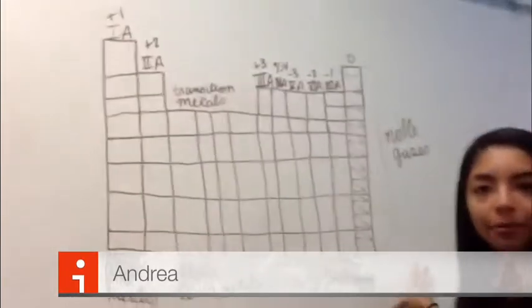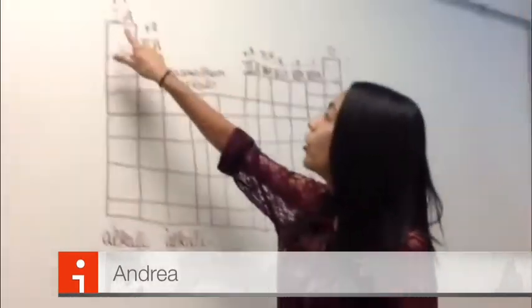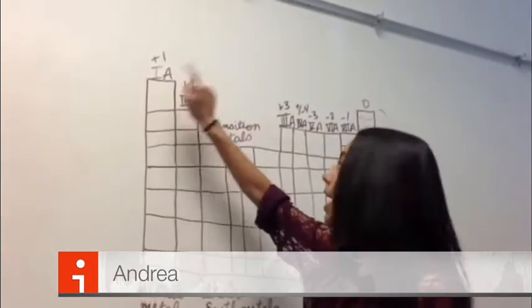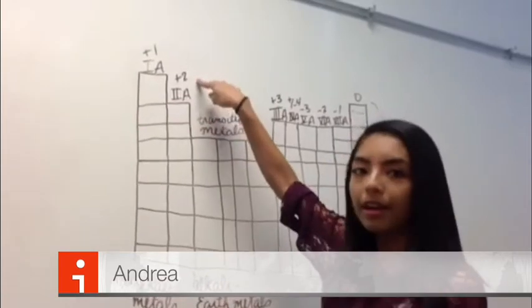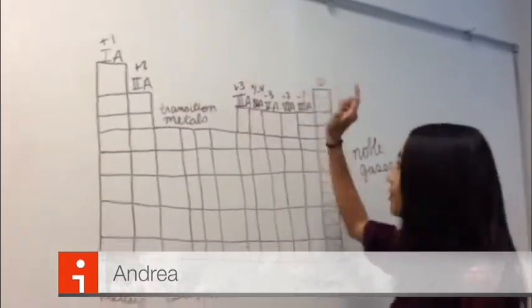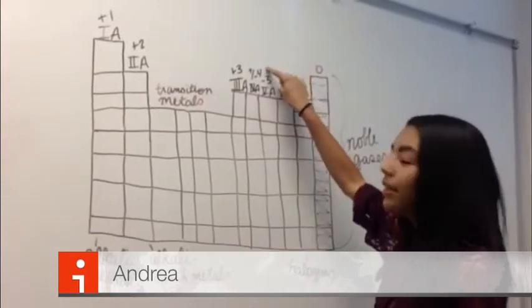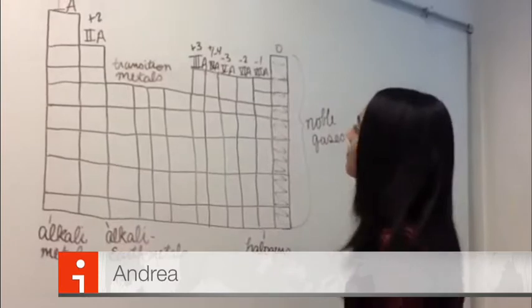Hello, and today I will be explaining the periodic table. The periodic table is divided into groups. Group A1 has a charge of +1. Group A2 has a charge of +2. Group A3 has a charge of +3. Group A4 has a charge of + or -4, depending which way the electrons are going.